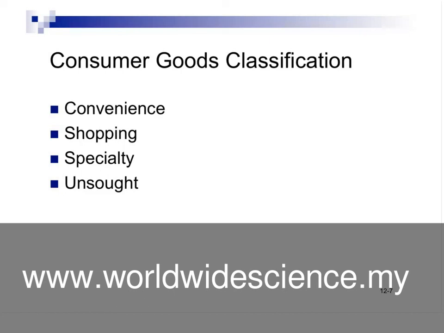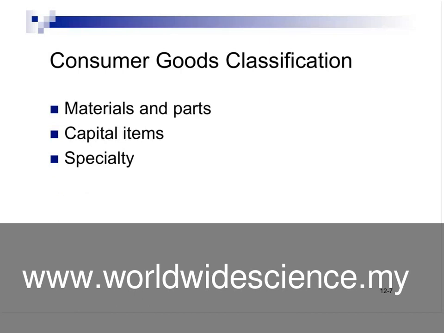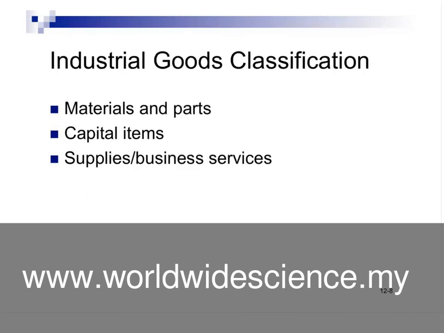Then we have industrial goods classifications. So we have materials and parts. It's pretty straightforward: what are the parts or materials you need to do the operation in your company or whatever industry it is? And then you have the capital items, which are long-lasting goods that facilitate developing or managing the finished products.